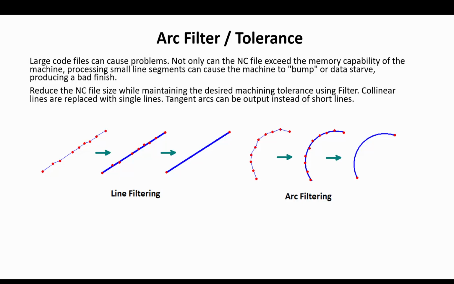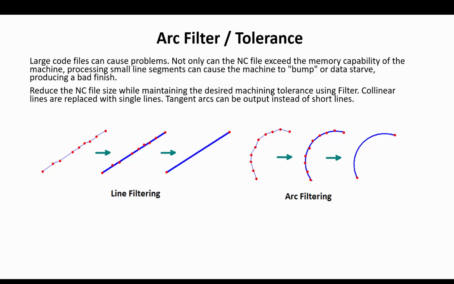In this video, I'm going to explain the arc filter tolerance options. Large code files can cause problems. Not only can the NC file exceed the memory capability of the machine, processing small line segments can cause the machine to bump or data starve, producing a bad finish. Reduce the NC file size while maintaining the desired machining tolerance using the filter options.